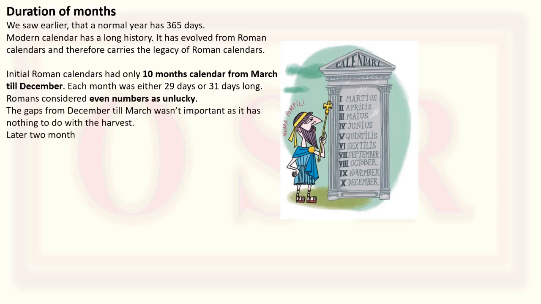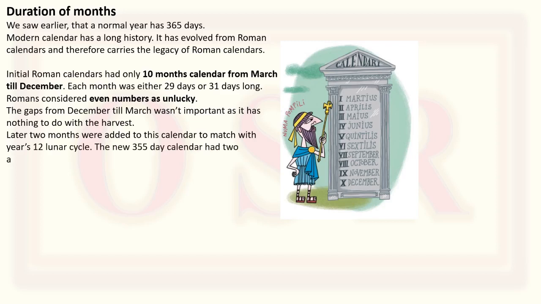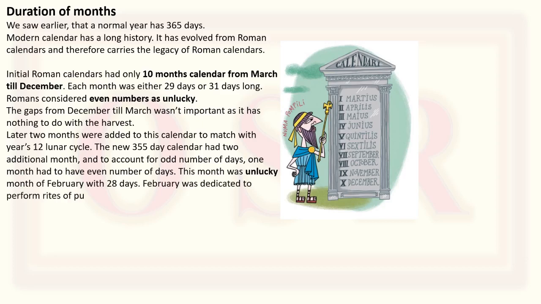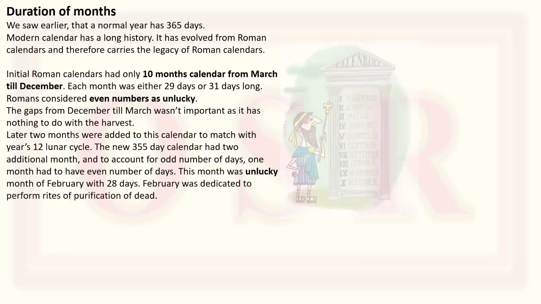Later, 2 months were added to this calendar to match with the year's 12 lunar cycle. The new 355-day calendar had 2 additional months, and to account for the odd number of days, 1 month had to have an even number of days. This month was the unlucky month of February with 28 days. February was dedicated to perform rites of purification of the dead.